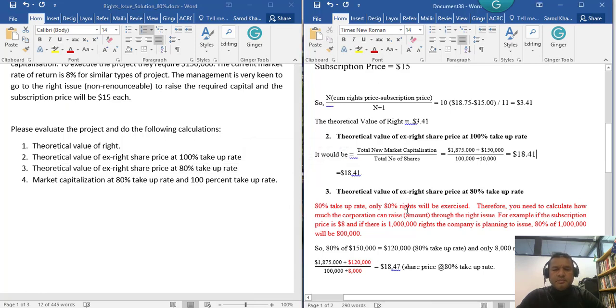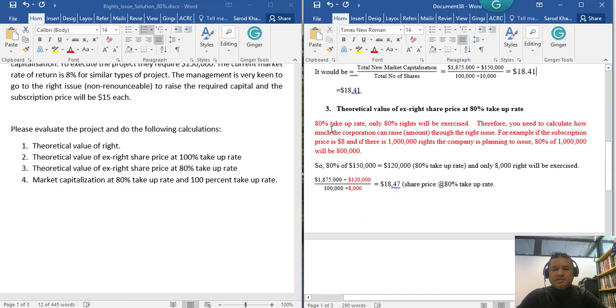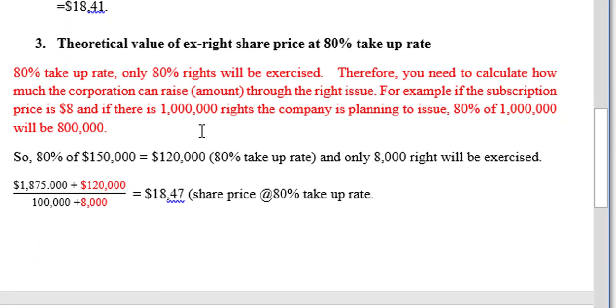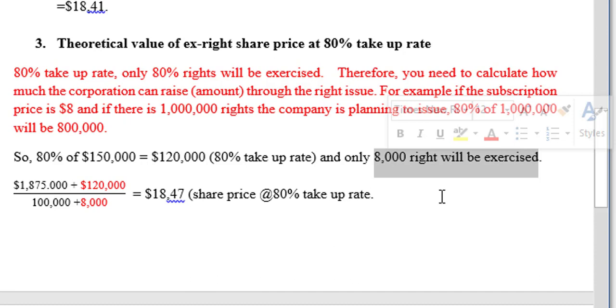At 80% take-up rate, please read this part very carefully. At 80% take-up rate, only 80% of the rights will be exercised. Therefore, you need to calculate how much the corporation can raise through the rights issue. For example, if the subscription price is $8 and there are 1 million rights, 80% of 1 million will be only $800,000. So 80% of $150,000 will be basically $120,000. Or we can also say that only 8,000 rights will be exercised.